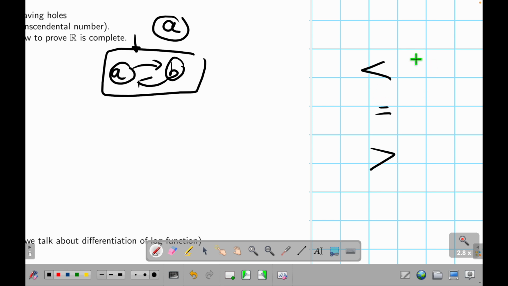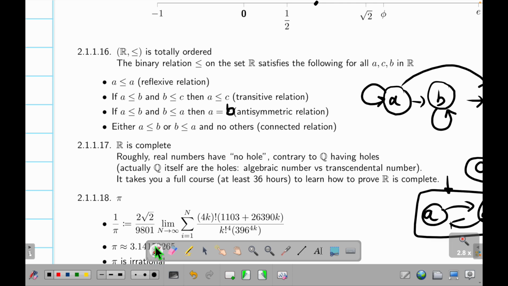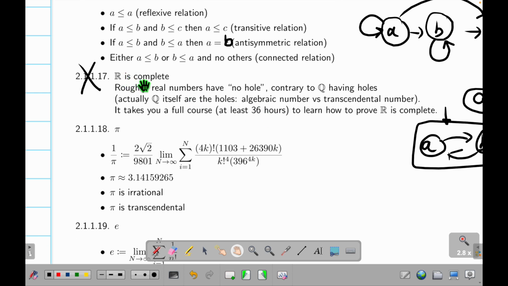You have three, right? So now we group these two into this and group these two into that. So you either have this or that. And then this one, you don't need to know the detail. There are people who spend 36 hours in the math department to study this sentence. R is complete. It means there's no hole on the line.